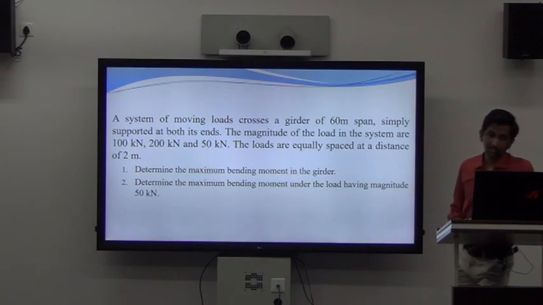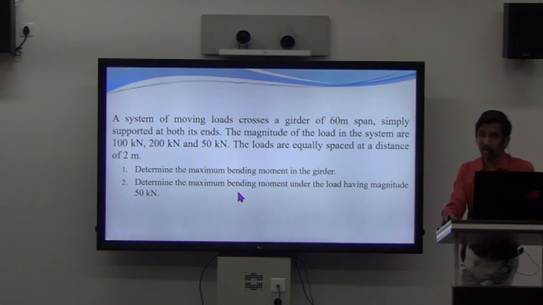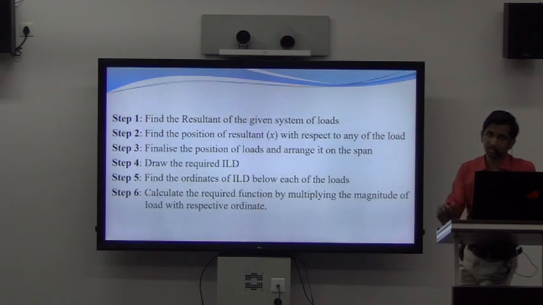So this is a usual question that you can see in your university examinations. And the procedure for both these cases, that is to determine the maximum bending moment as well as to determine the maximum bending moment under a given load, is almost the same. So first of all, let's have an overall view on how to proceed with this problem.